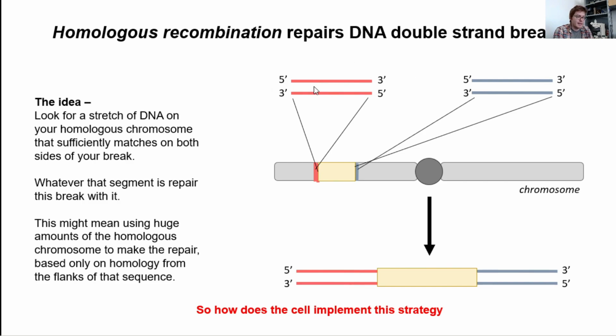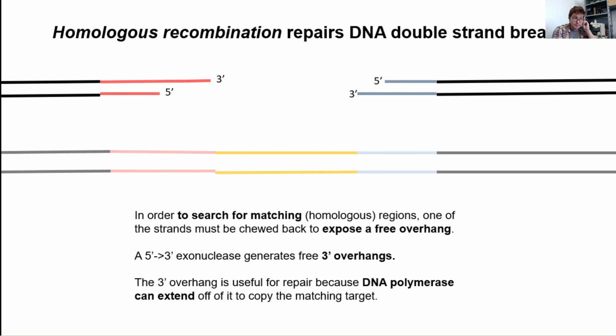So I hope that's clear that if you have a break and you've got these red strands and these blue strands on either side of your break, the cell's going to look for a stretch of DNA that has blue and red on those sides, and then assume that whatever is in between is what it should place in there. Okay, so that's the idea, and now we have to figure out how the cell is actually going to implement this strategy.